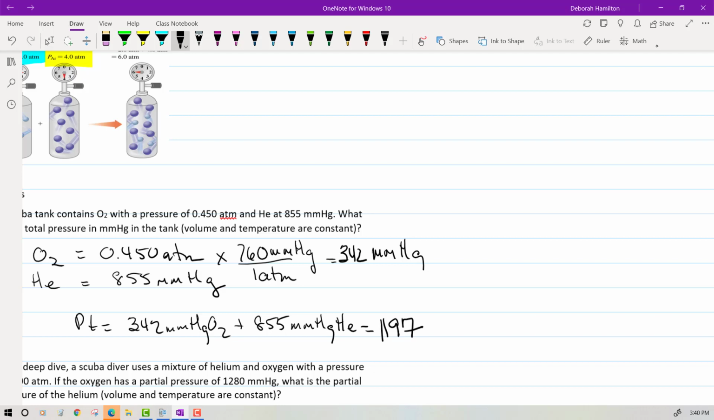1,197, but we know we're going to need to adjust to the correct number of significant figures. When I do that, this is going to round to 3 significant figures, and that will be 1200. So I'll have to change it to scientific notation so I can show 3. And that's my P total.